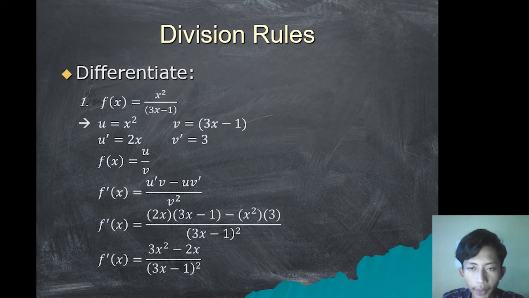And then f(x) is equal to u over v, f prime x is equal to u prime v minus u v prime all over v squared. After that, f prime x is equal to 2x multiplied by (3x minus 1) minus x squared multiplied by 3 all over (3x minus 1) squared. After simplifying, we got f prime x is equal to (3x squared minus 2x) all over (3x minus 1) squared.